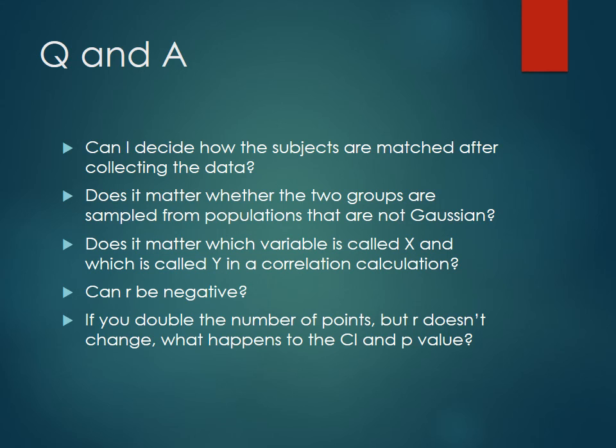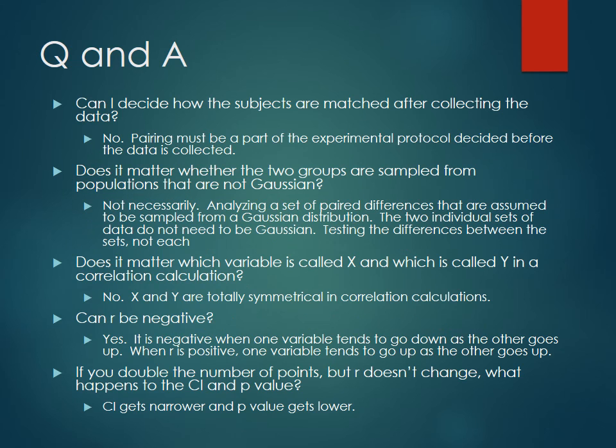If I double the number of points, but R doesn't change, what happens to my confidence interval and p-value? So I increase my sample size. Yeah, it should get smaller. So if I double the number of data points, I can lower my confidence interval and lower my p-value because, again, those are getting more narrow as I get more patients.